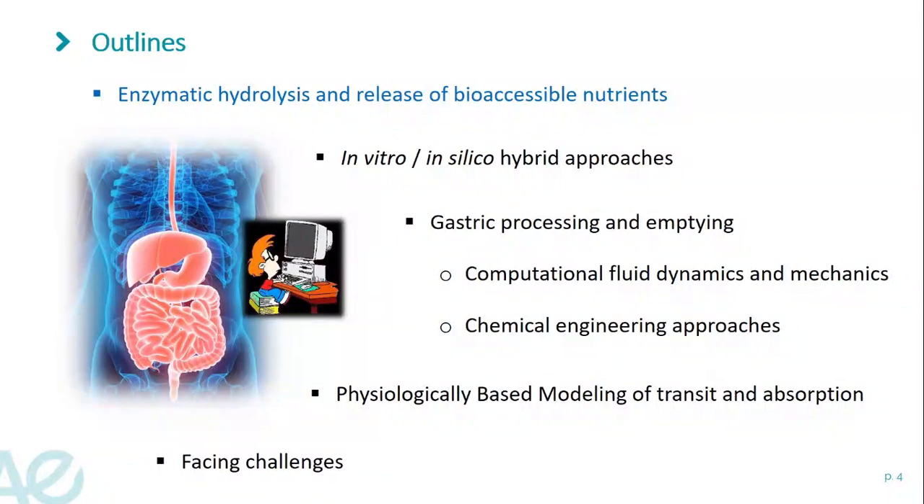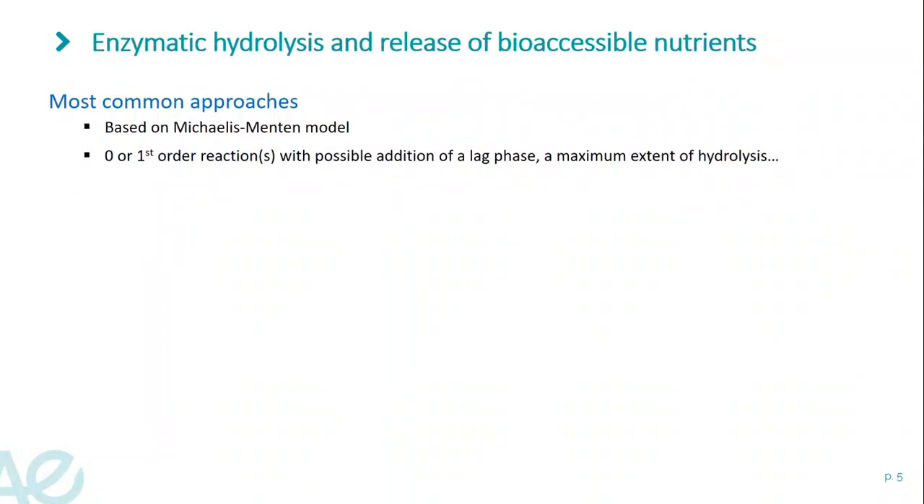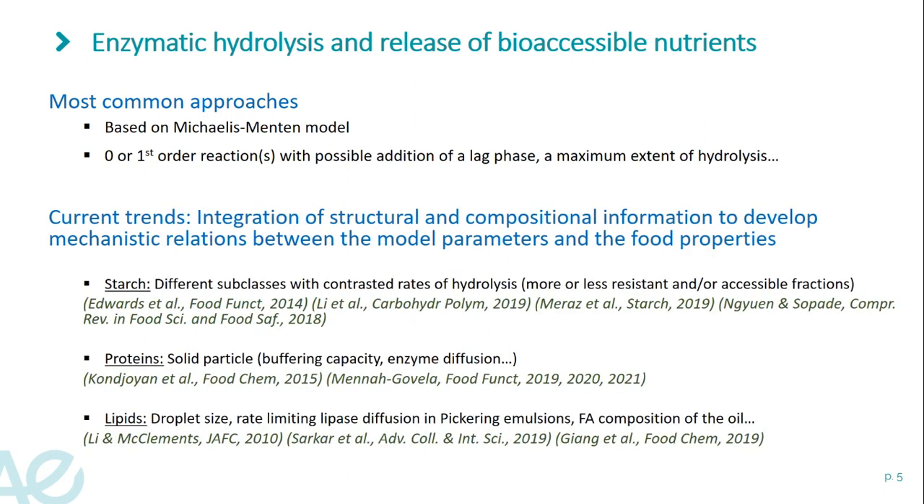So for this talk, I have chosen to show you a few examples on several topics that are covered by the area. So starting with the enzymatic hydrolysis and release of bioaccessible nutrients. Most common approaches are based on the Michaelis-Menten model and zero or first-order reactions with possible addition of a lag phase, of a maximum extent of hydrolysis, etc. Currently, most of the efforts are related to the integration of structural and compositional information to develop mechanistic relations between the model parameters and the food properties.